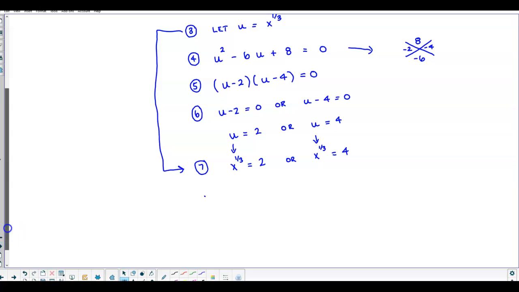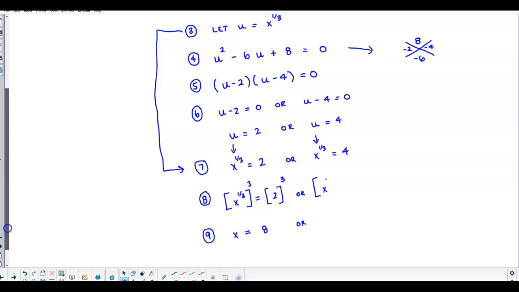So now in order for us to solve for x, we need to raise both sides of the equation to the reciprocal of that exponent. Well, the reciprocal of 1 over 3 is 3 over 1, or just 3. And we have to do the same thing on the right side. So therefore, x to the 1/3 raised to the 3rd power is just x, and 2 to the 3rd power is going to give us 8. And then we're going to do the same thing on the other equation.